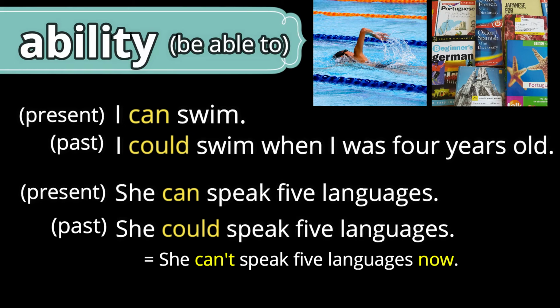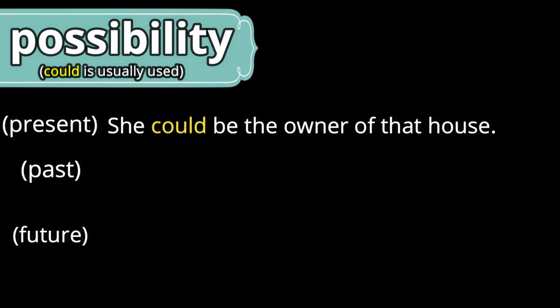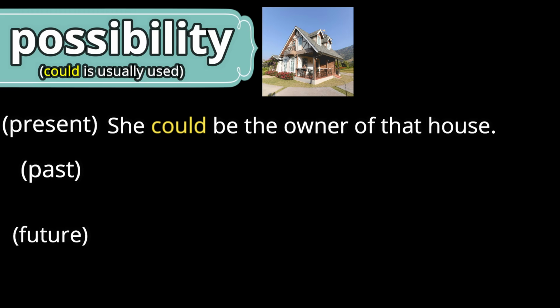Next, I'm going to look at possibility. And with can and could, we usually use could. Okay, and you'll see in my examples, I've used them in the present, past, and future tenses. So let's look at the first one here. It's she could be the owner of that house. So could be, the owner is the possible owner, and it's in the present tense.